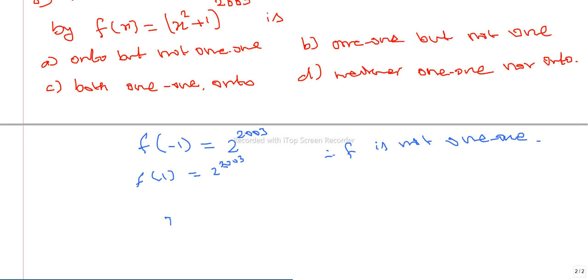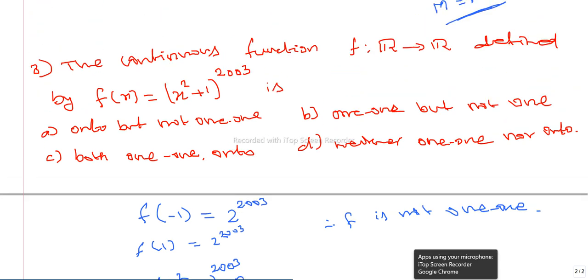And look at this one, x square plus 1. X square is a positive number, 1 is also a positive number, therefore the sum is greater than or equal to, even strictly greater than 0. A positive number multiplied 2003 times is still positive. Therefore, the image contains only positive terms. Therefore, this is not onto because the codomain contains negative terms also.